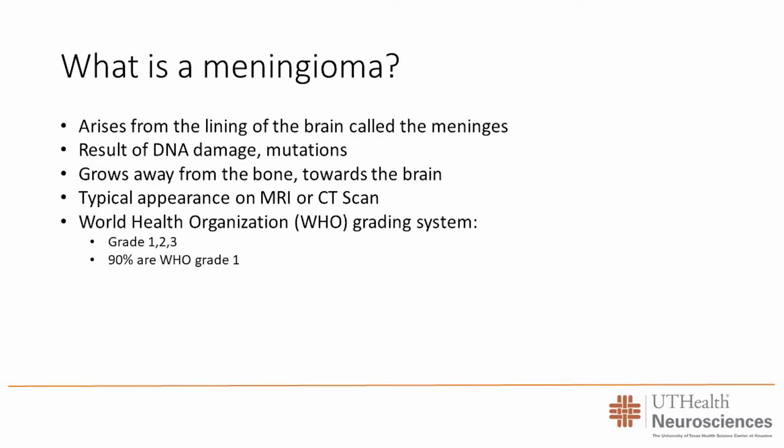When we remove the tumor or biopsy it and send it to the pathologist, they grade it on a system that was designated by the World Health Organization. So all brain tumors are graded on a 1 to 4 scale, and the higher the number, the worse the outcome or the more aggressive the tumor. And a meningioma that's a grade 1 is the best type of meningioma. Fortunately, almost 90% of meningiomas are grade 1s. Then grade 2s are considered transitional, and then grade 3s are considered malignant.